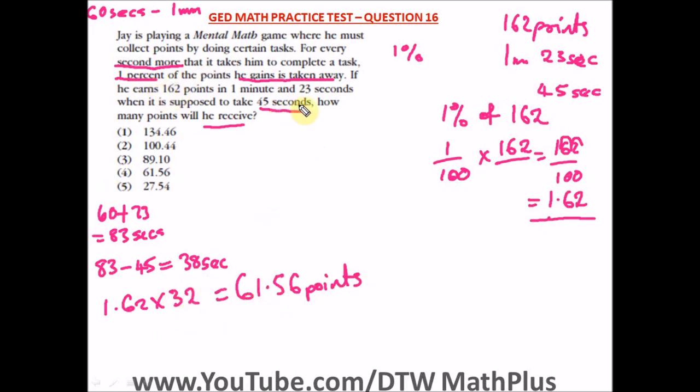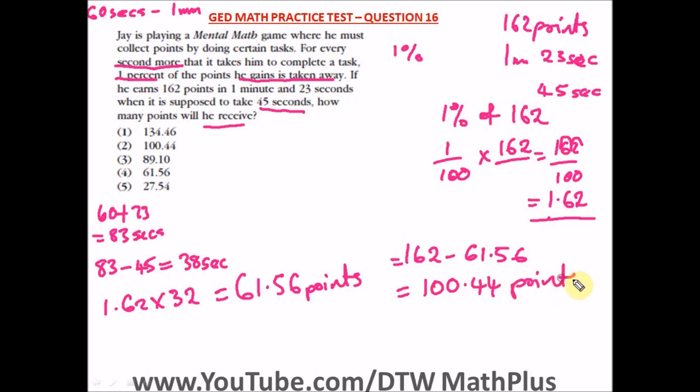All right, so the question now asks finally, how many points will he receive? The points he will receive is just a subtraction of 61.56 from 162. What is 162 minus 61.56? That would give us 100.44 points.